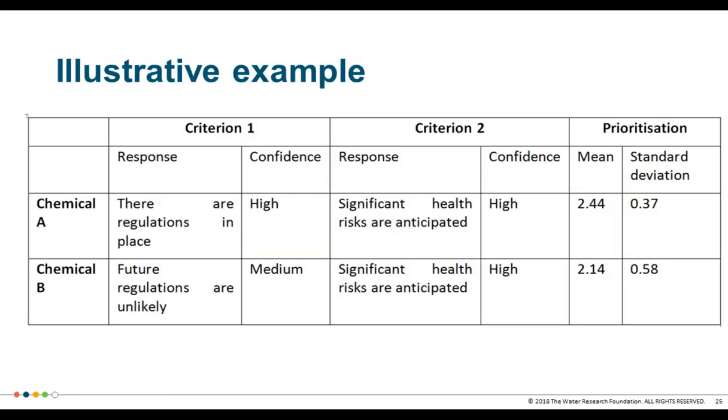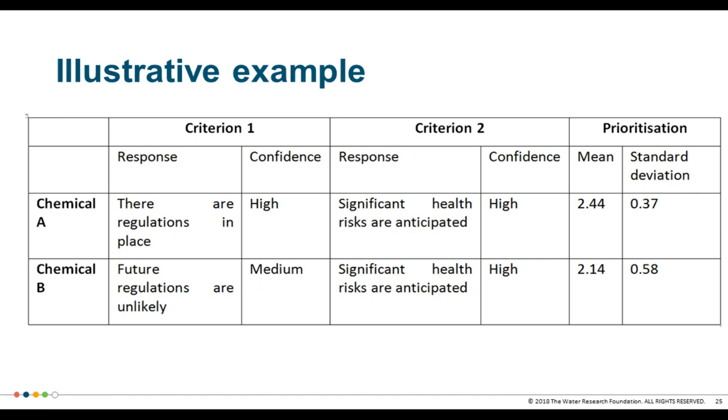So here's an illustrative example. We've got chemical A and chemical B. In this example, we've only looked at two criteria. All of the rest have been selected as not important. The first criterion is about whether or not there are regulations in place. The second one is about whether there are significant health risks anticipated. And you can see that for both of these chemicals, we've identified that there are regulations in place with a high degree of confidence.